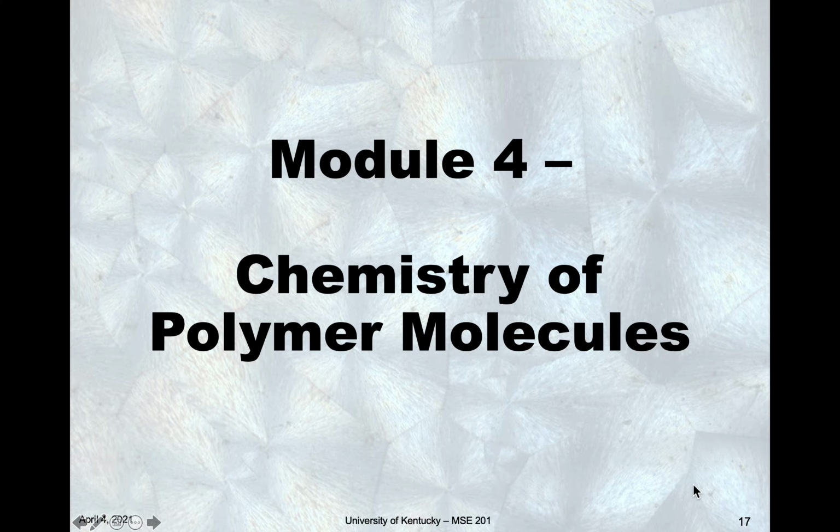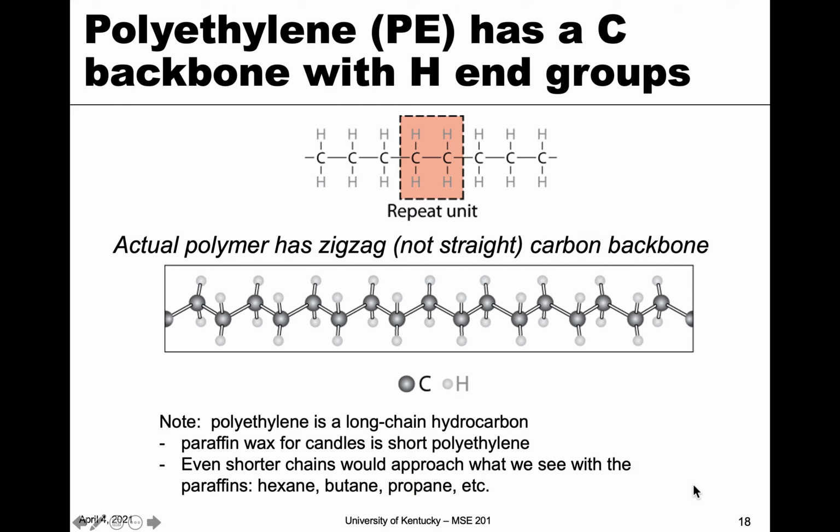All right, so in this module, we're going to look a little bit more in depth at the chemistry of polymer molecules. So we've been talking a lot about polyethylene, or PE, and we've talked a lot about how it has a carbon backbone. By that we mean the carbon is bonded to each other in a long kind of chain, or kind of spine, you can think about it. And then there are hydrogen groups on each carbon.